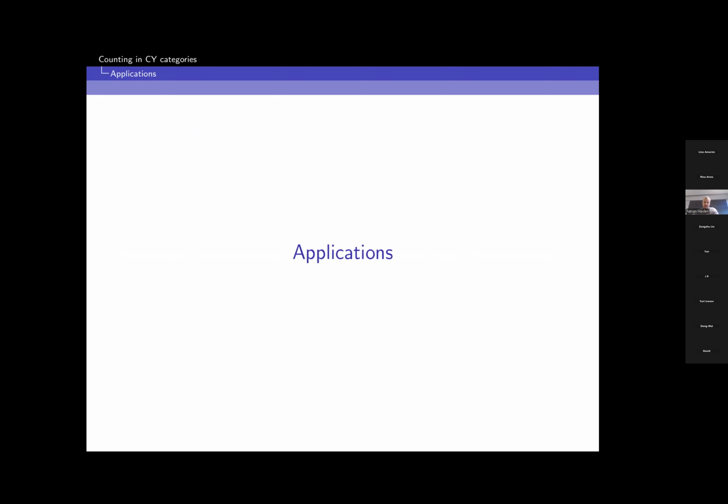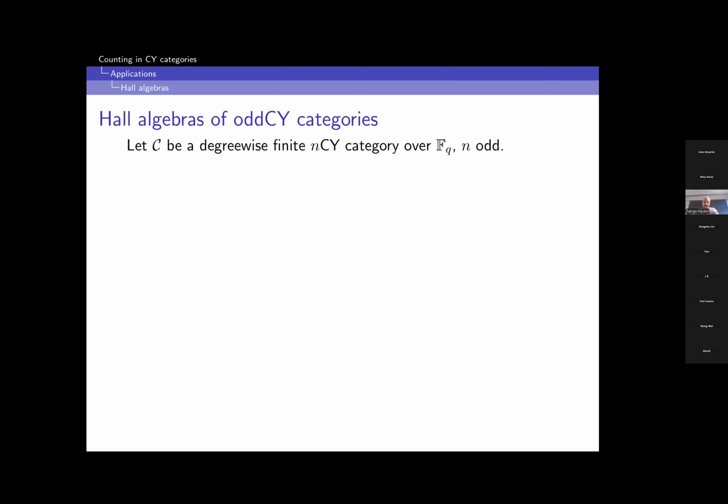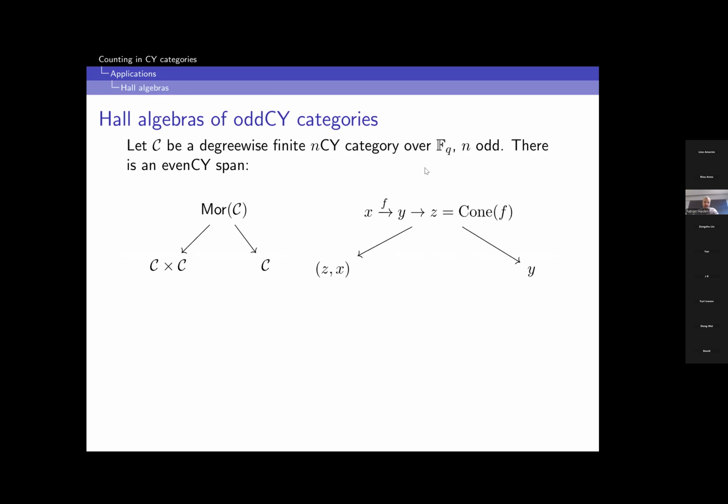Okay, so let me say what the applications are. So how do we solve these two problems that I mentioned originally, about defining Hall algebra and about these knot polynomials? So take a degree-wise finite Calabi-Yau category over a finite field of odd Calabi-Yau dimension. And then we have a Calabi-Yau, even Calabi-Yau span.